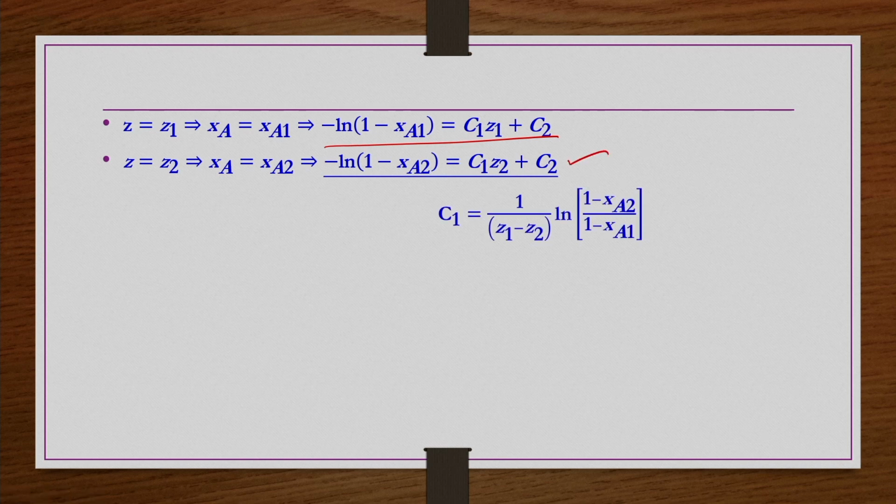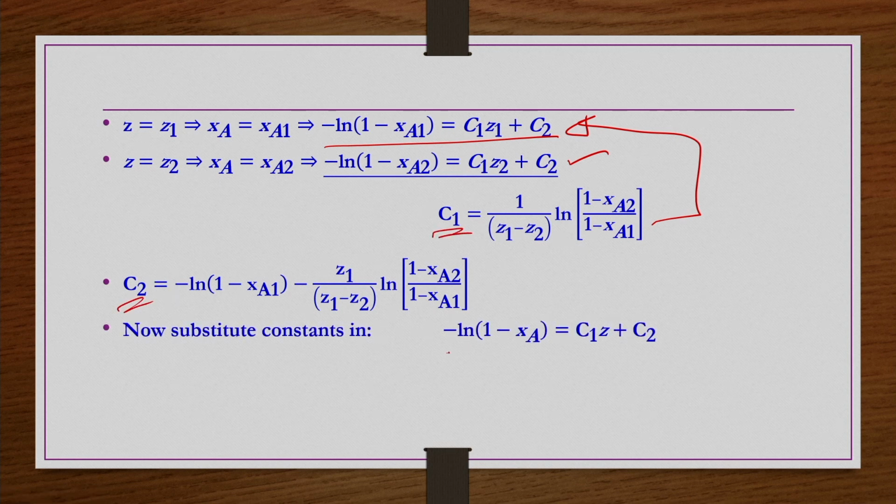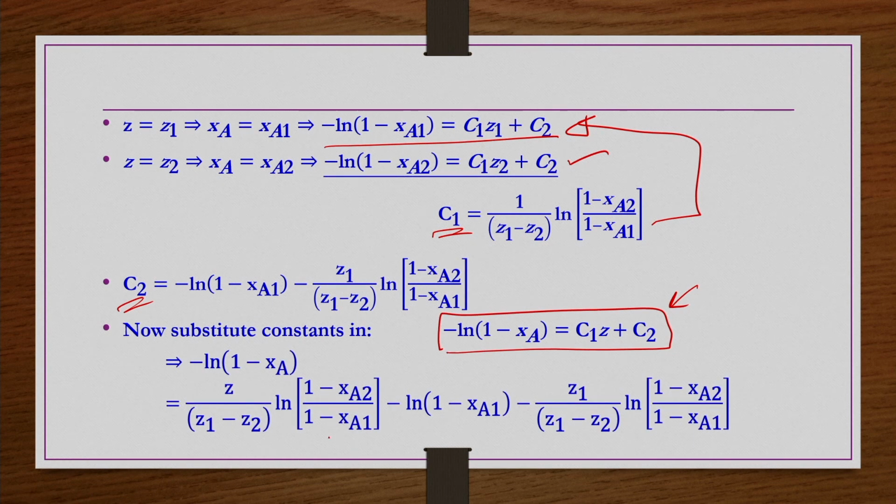Now, if you subtract the second equation from the first equation, you get C1 is equal to 1 by Z1 minus Z2 ln of 1 minus XA2 divided by 1 minus XA1. If you substitute this in the first equation, you get C2 is equal to minus ln 1 minus XA1 minus Z1 by Z1 minus Z2 ln of 1 minus XA2 by 1 minus XA1. So, now we have C1 and C2, and we can substitute them in this equation to get the concentration profile.